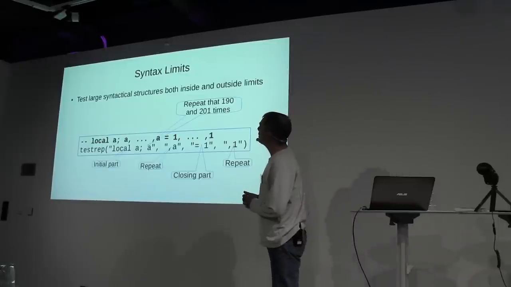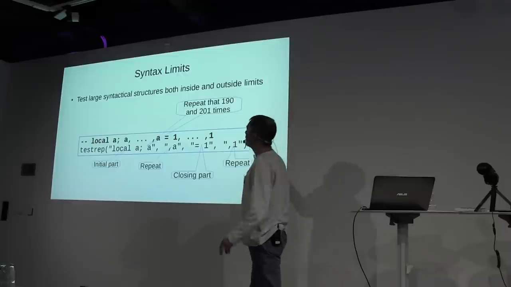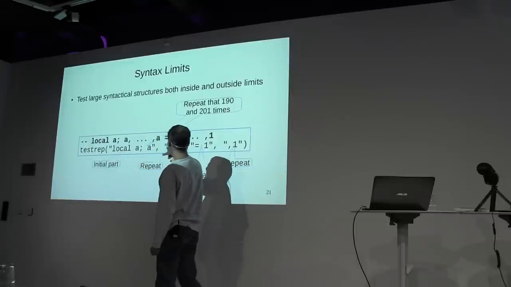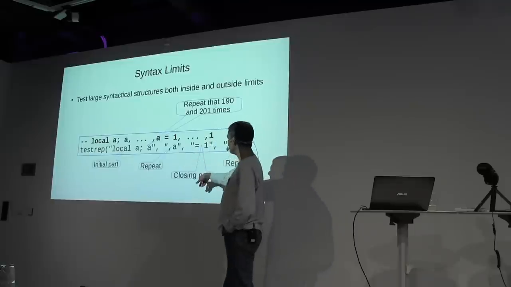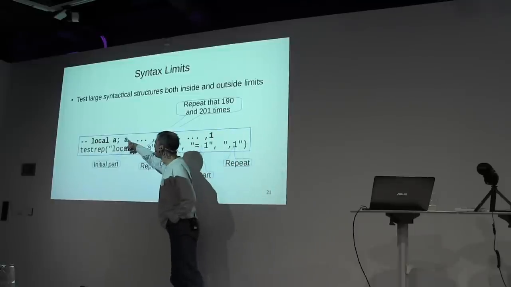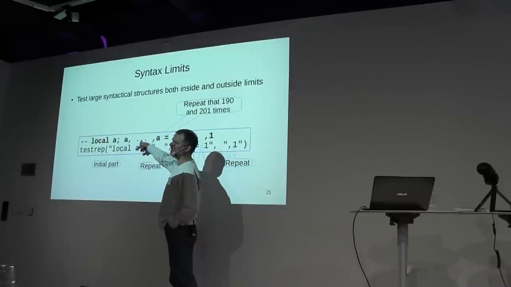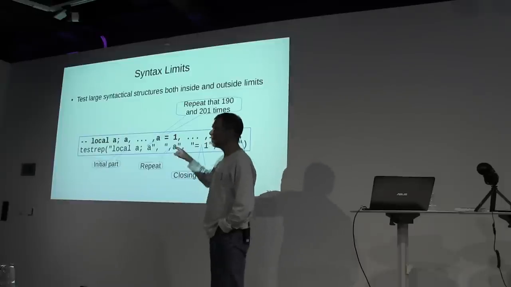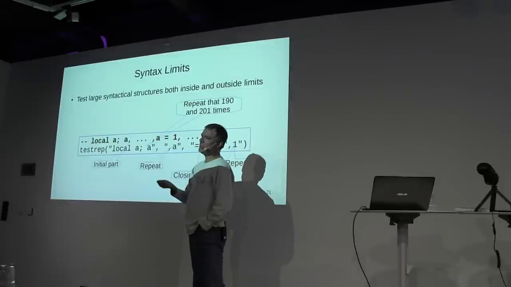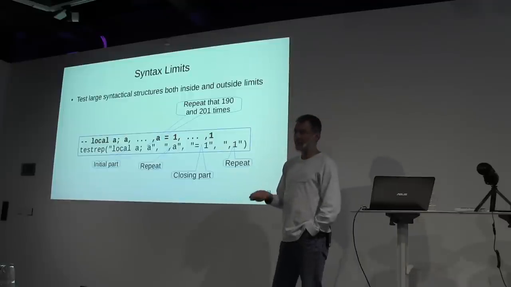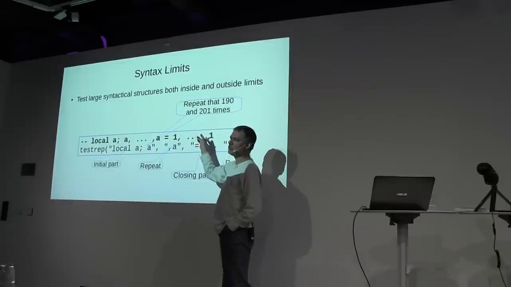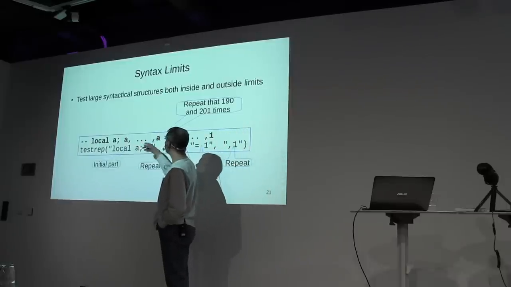We have an infrastructure to test syntax limits. So, for instance, here we have this test repetition that creates chunks with some initial part, then repeats that part that many times. There's a closing part and a repeat part, so we can create multiple assignments with 100 variables or 200 variables or whatever. And the limit in Lua, we have a limit because the problem here is the recursion. This is recursive in the implementation, and so we could get a real stack overflow if you go too deep in this recursion. The standard limit in Lua is 200 calls, so usually all those things are limited to a little less than 200 repetitions.